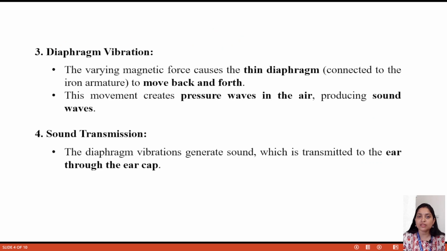What is the next step? Diaphragm vibration: the varying magnetic force causes the thin diaphragm to move back and forth, and this movement creates pressure waves in the air, producing sound waves. Sound transmission: the diaphragm vibrations generate sound, which is transmitted to the ear through the ear cap. I think this is the basic principle, and it happens for maximum all headphones.